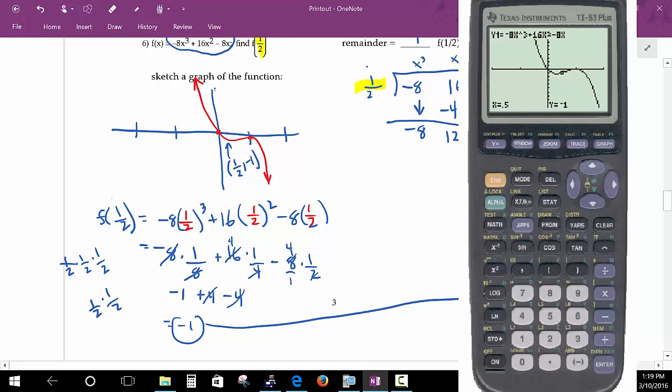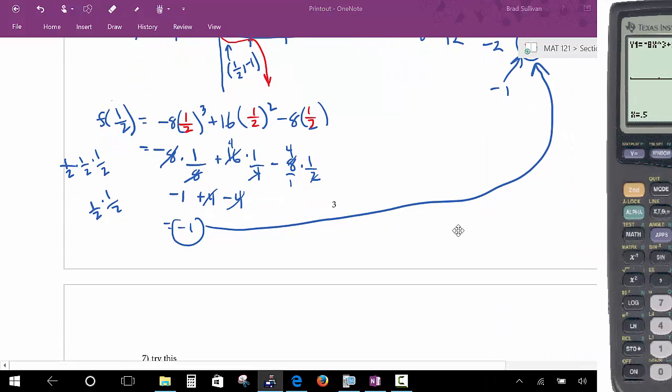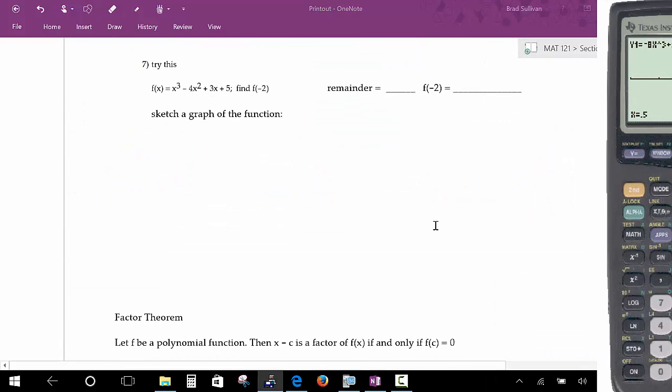So it means if you're evaluating a polynomial function, what you can do is synthetic division, and whatever the remainder is, that's the value of the function. Does that make any sense? Okay, that's the remainder theorem. It's actually not that hard of a thing to do, but you want to make sure that you catch on to what we're doing with that.